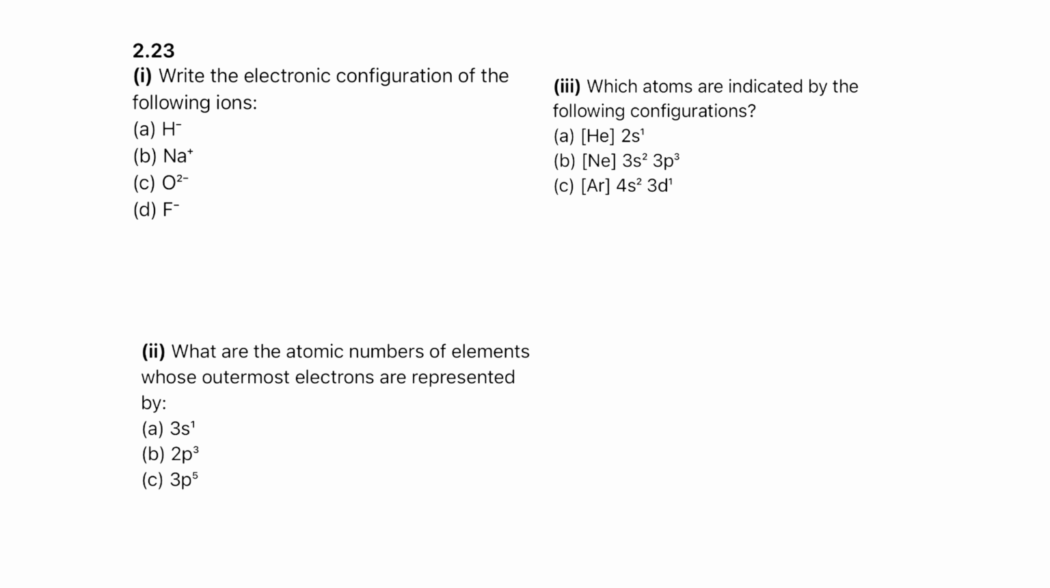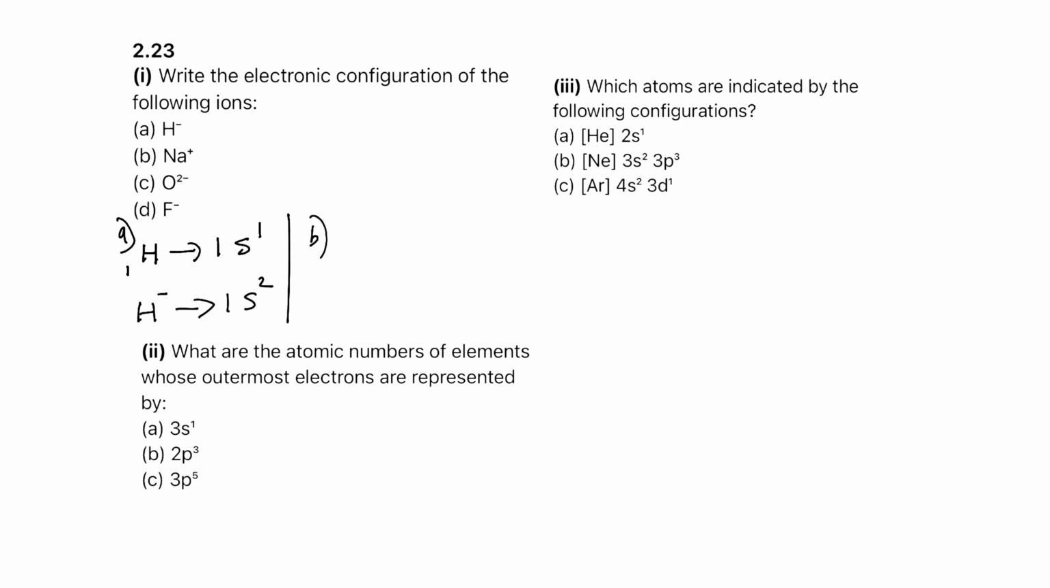Write the electronic configuration of the following ions. See, first one is H minus. First you write H, okay. H is what? 1s1. Correct, right? Atomic number is 1. That you must know, okay. Now, H minus means what? We are getting an extra electron. It becomes what? 1s2. So, first one is okay, right?